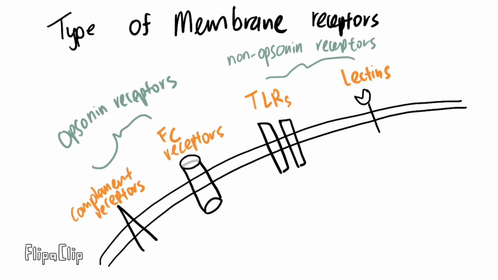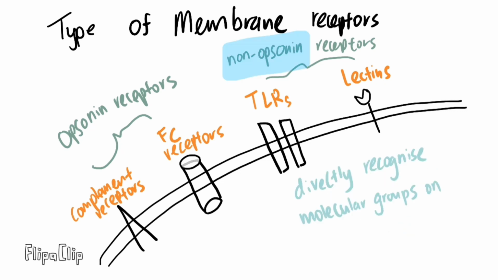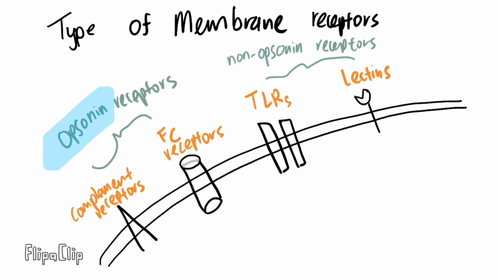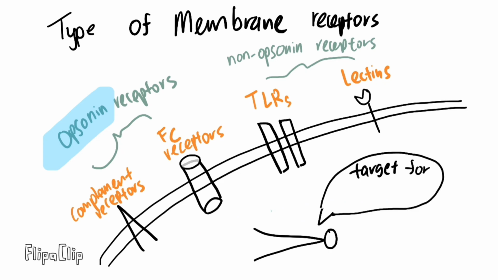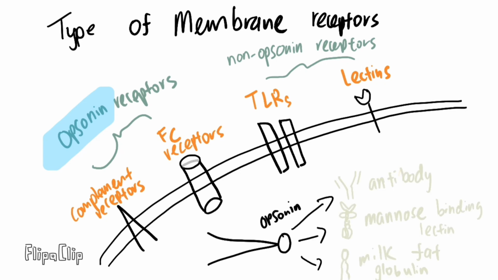The receptors are split into two: non-opsonic, which recognize molecular groups directly on the surface of the target, and opsonic, which recognize host-derived opsonins that bind to foreign particles and target them for ingestion. Some examples of opsonins are antibodies, mannose-binding lectin, and milk fat globulin.